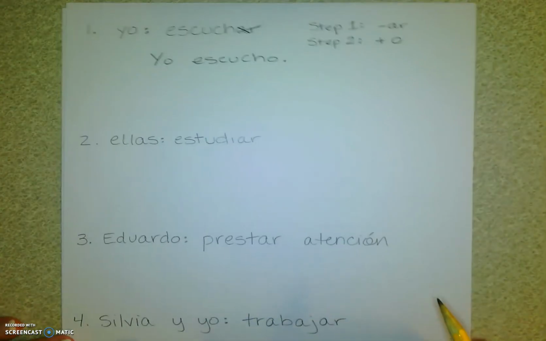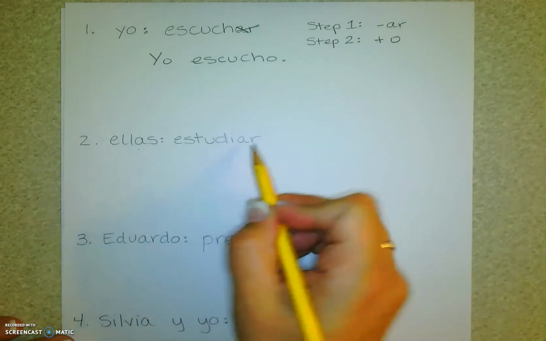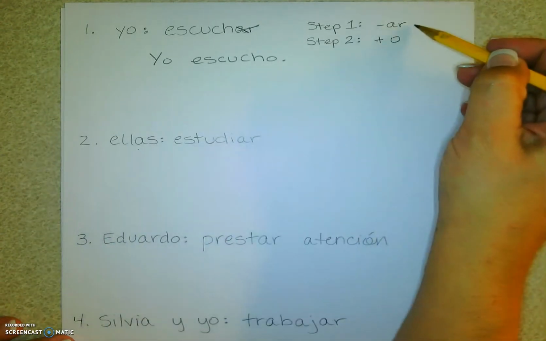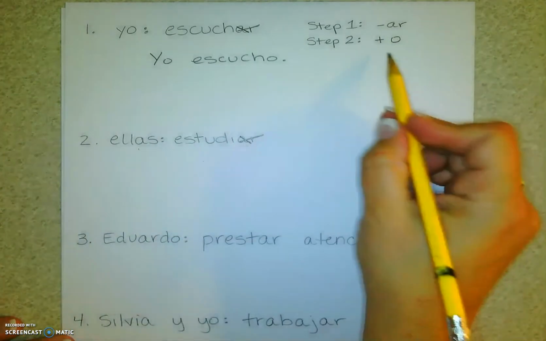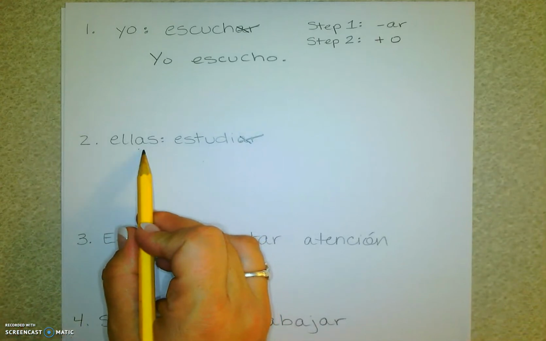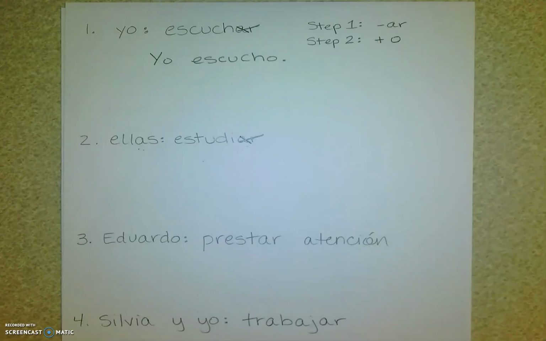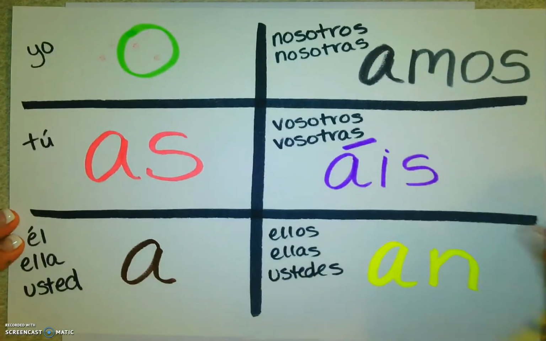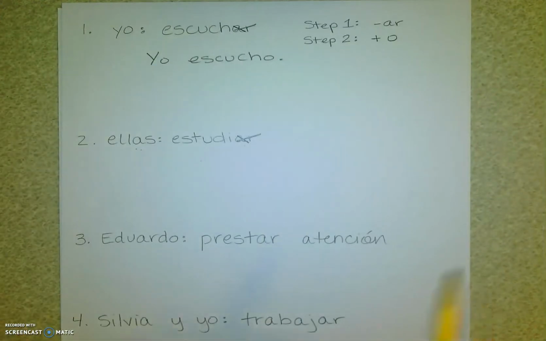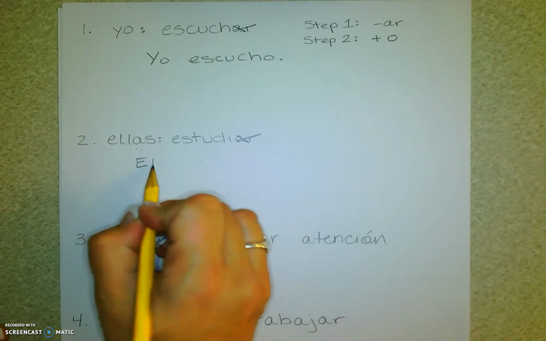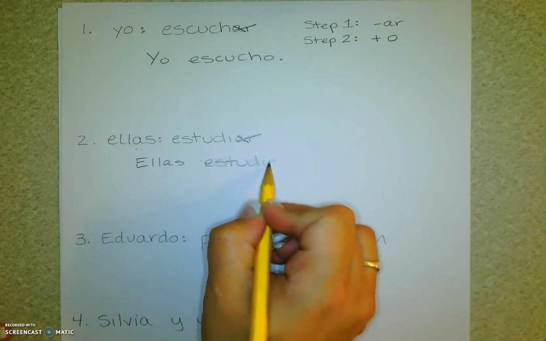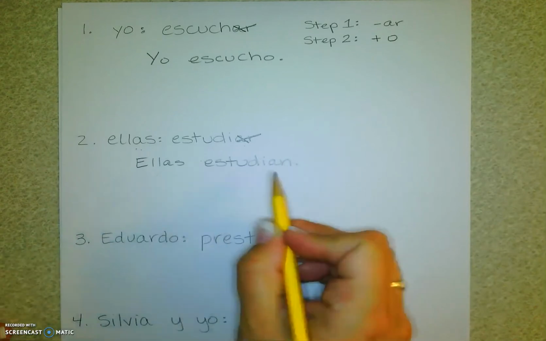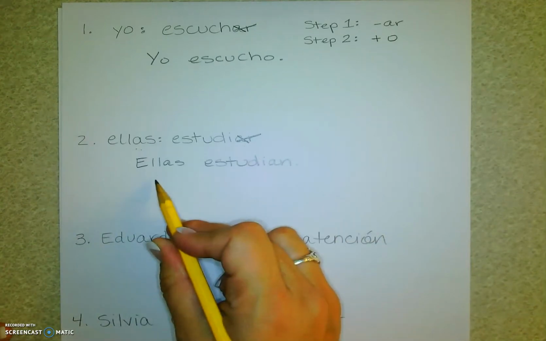Let's try number 2. They study. Step 1, remove the AR. Step 2, add the ending that matches our subject. Ellas verbs end in an. So to the end of our stem, we add an. Ellas estudian. They study.